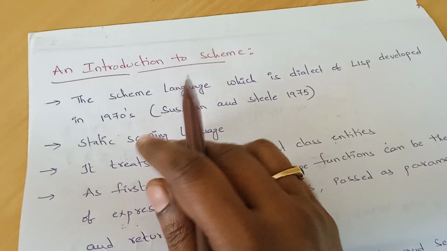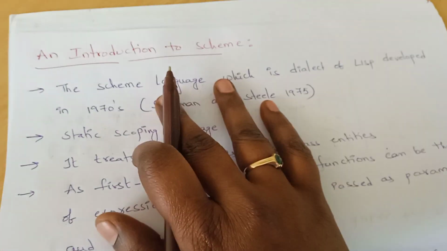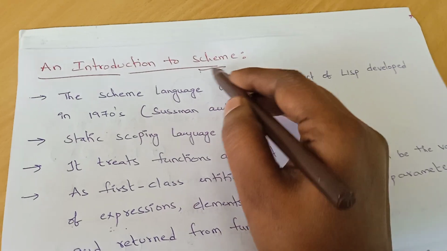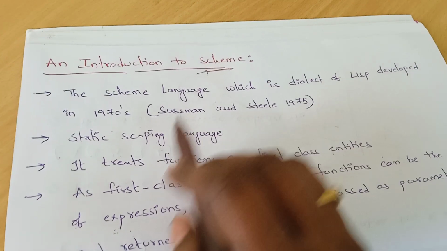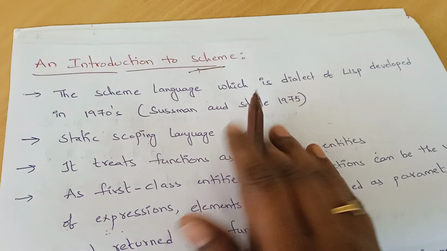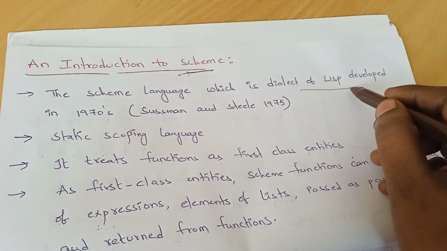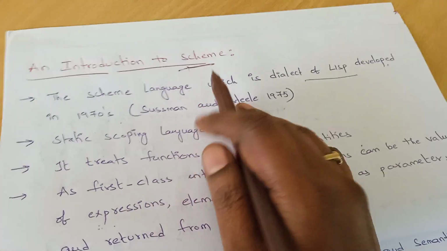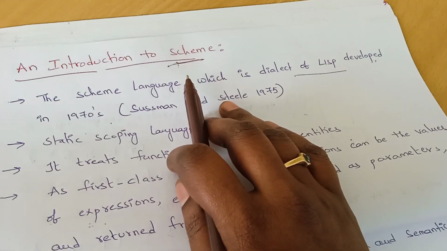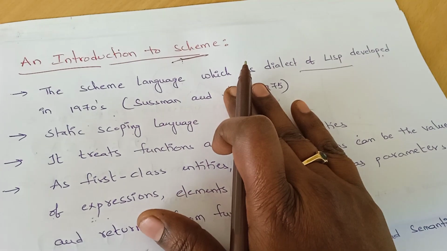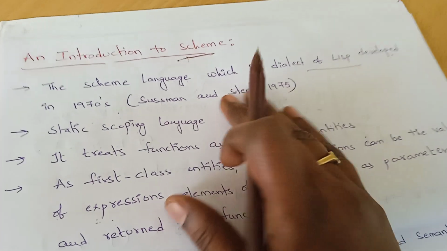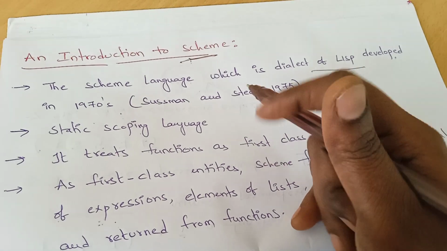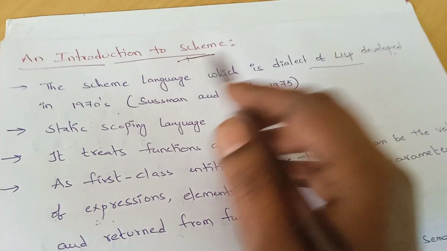Hello everyone. We'll continue to learn about the next functional programming language, which is Scheme. The Scheme language is a dialect of Lisp, developed in the 1970s. In the last video we discussed that Lisp is the first programming language, and it has some dialects. So one of the dialects of Lisp is what?